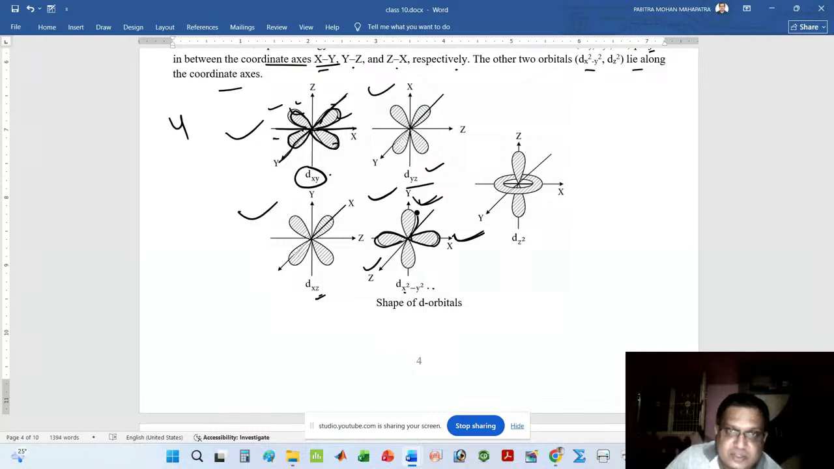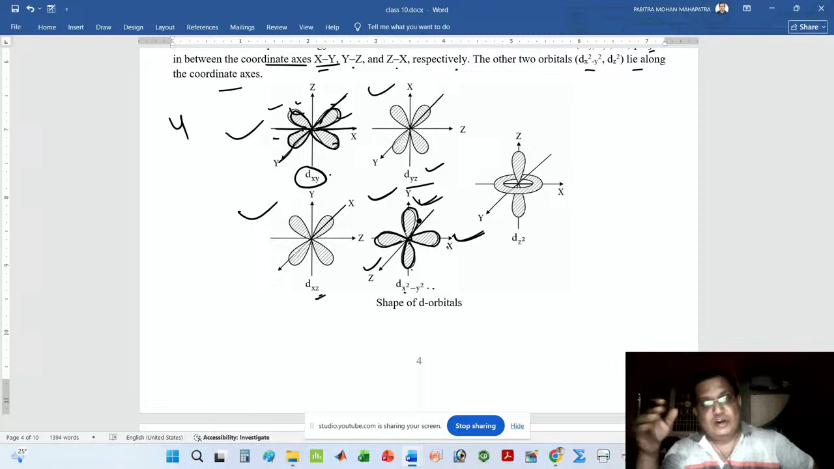Here another lobe is present in the y-axis. Here another lobe is present. Also another lobe is present in the y-axis. Four lobes are present in these two axes, x-axis and y-axis. They lie along the coordinate axis, not in between the axes. So this is said to be the dx square minus y square orbital.